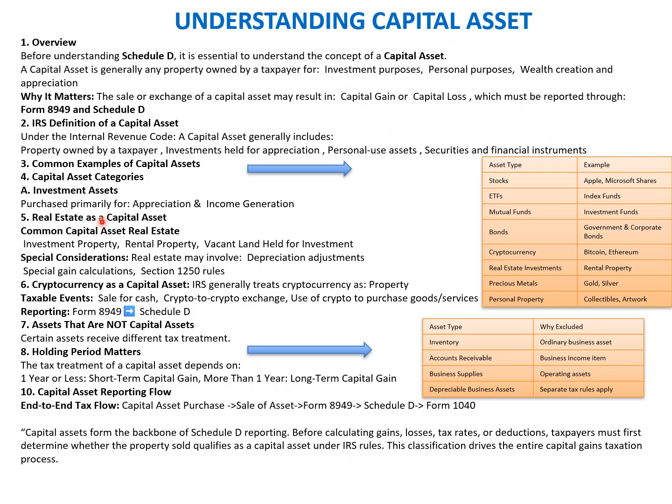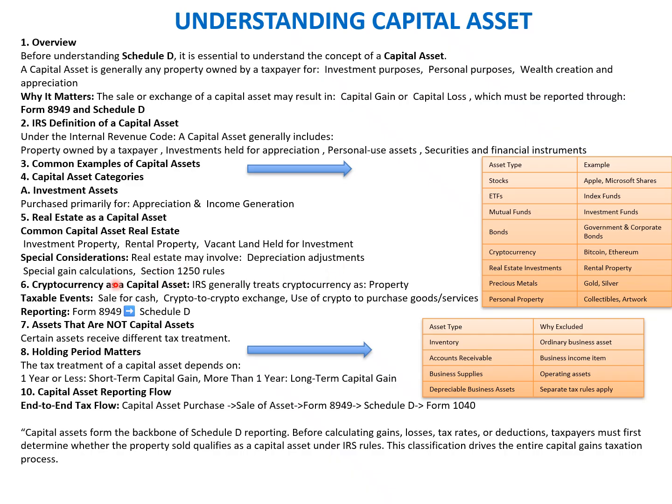Capital asset categories, so we'll talk about them. Investment assets are purchased primarily for appreciation and income generation. Real estate is also a capital asset if it is held for investment purposes or personal purposes. Common capital assets in real estate are investment property, rental property, and vacant land held for investment. Real estate may involve depreciation adjustments.